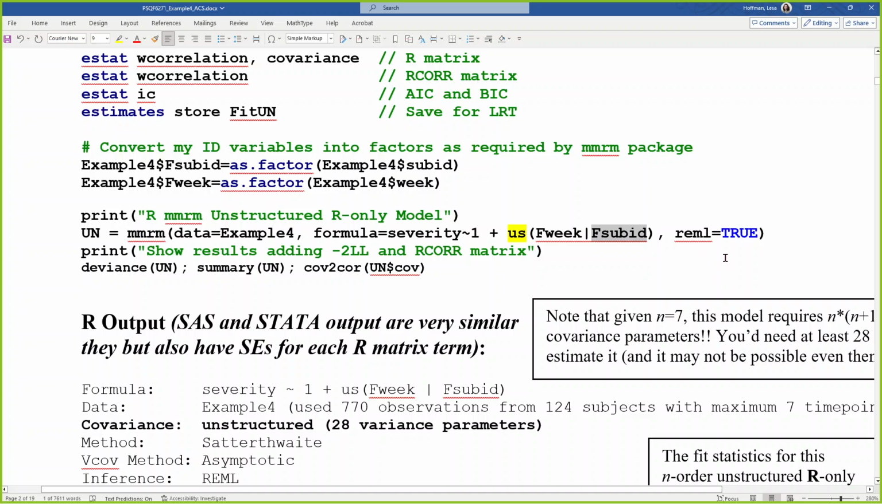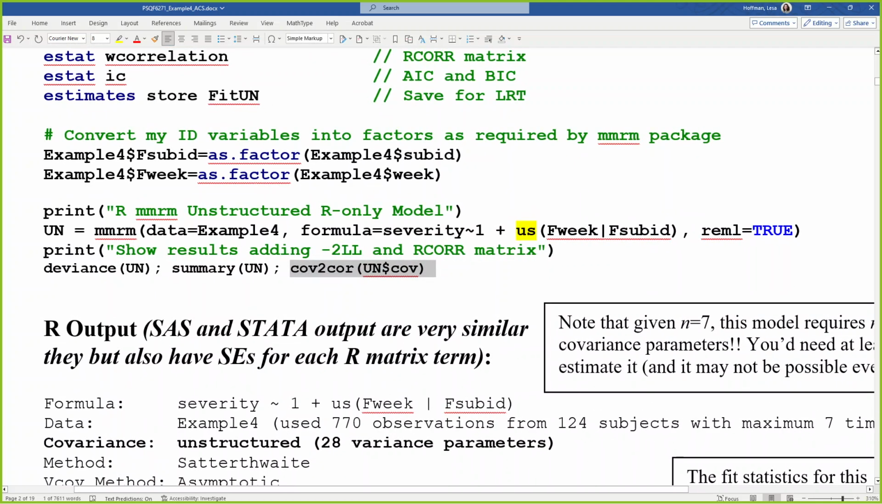Reml equals TRUE says to use REML estimation instead of ML. If you wanted ML, can you guess what this would need to be? False, yeah. So it just varies by package how you tell it what you want. And then I'm asking for it to print deviance, which is also a synonym for -2 log likelihood. You will see that in other places as well. For the summary of this model, I'm saving it under the name UN, and then I'm adding R corr via a separate function that I found that turns covariance matrices into correlation matrices. cov2cor does what it says.